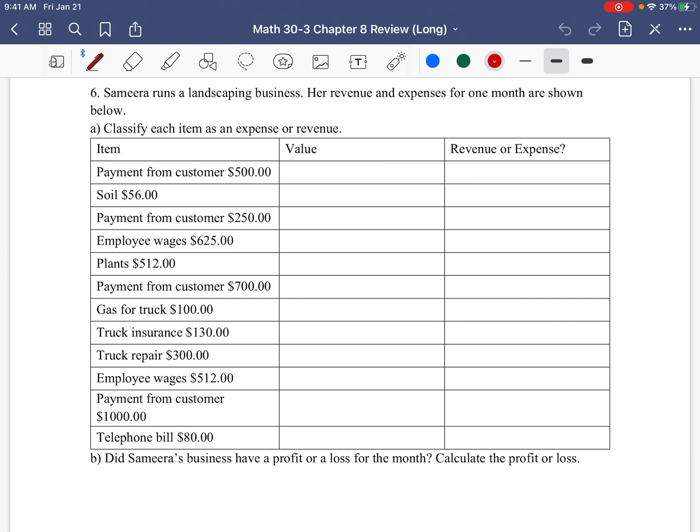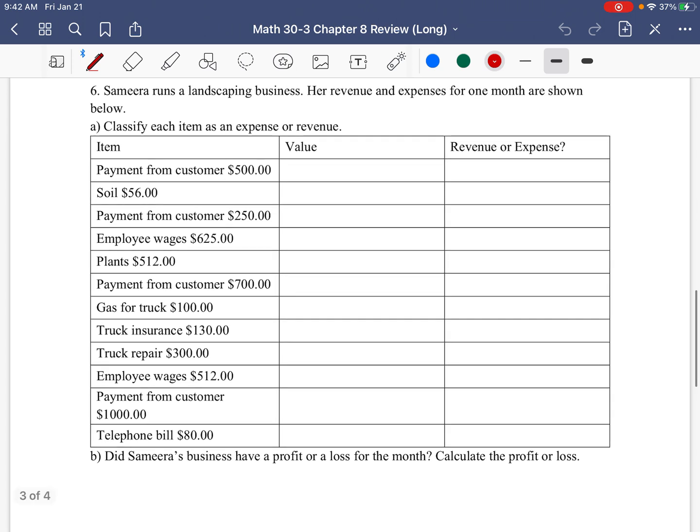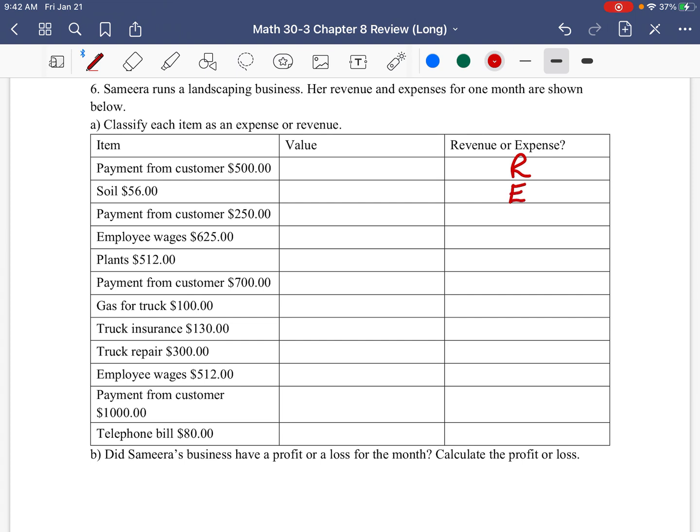Question 6. Samara runs a landscaping business. Her revenue and expenses for 1 month are shown below. A. Classify each item as an expense or revenue. So, payment from customer is a revenue. Soil, that's an expense. Payment from customer is a revenue. Employee wages is an expense. Plants, you buy plants, that's an expense. Payment from customers, that's a revenue.